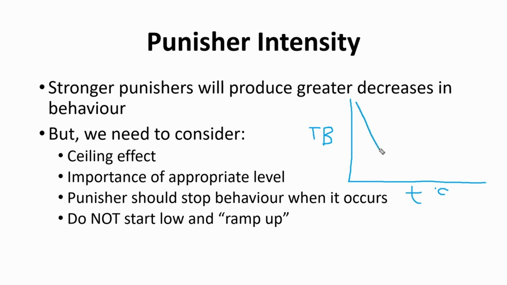So the child will learn very quickly that touching that pot gets very, very hot. And so at a certain point, probably right where it starts to become painful, the child will stop touching that pot. So even if we continue increasing the temperature of the pot, we're not going to see any more of a decrease in that behavior, because we've hit the ceiling, we've hit that maximum decrease possible for that behavior. So we need to consider a ceiling effect based on whatever our punisher is for that situation.